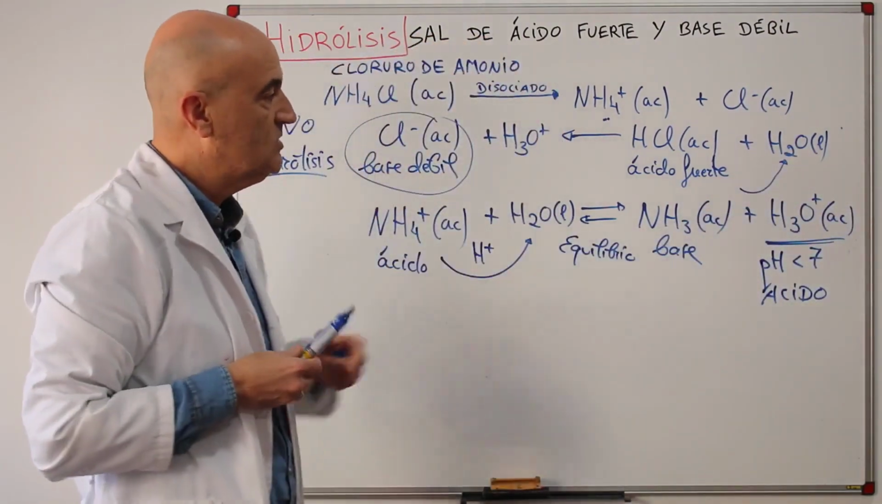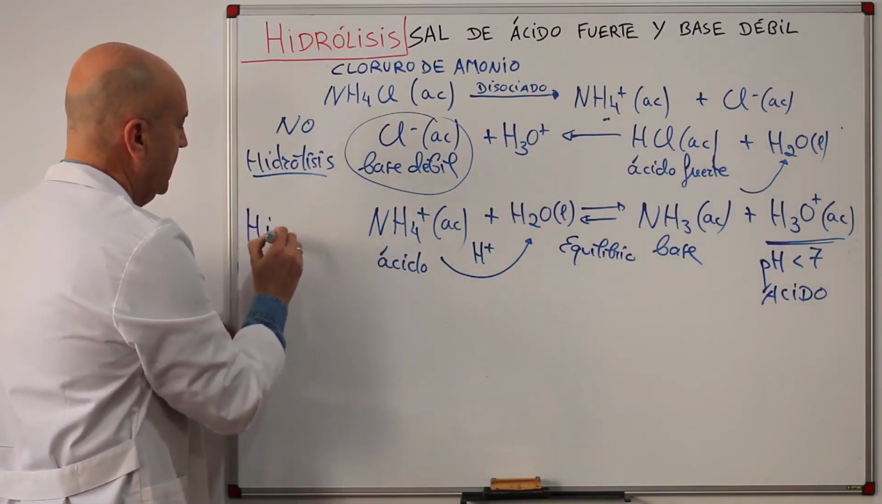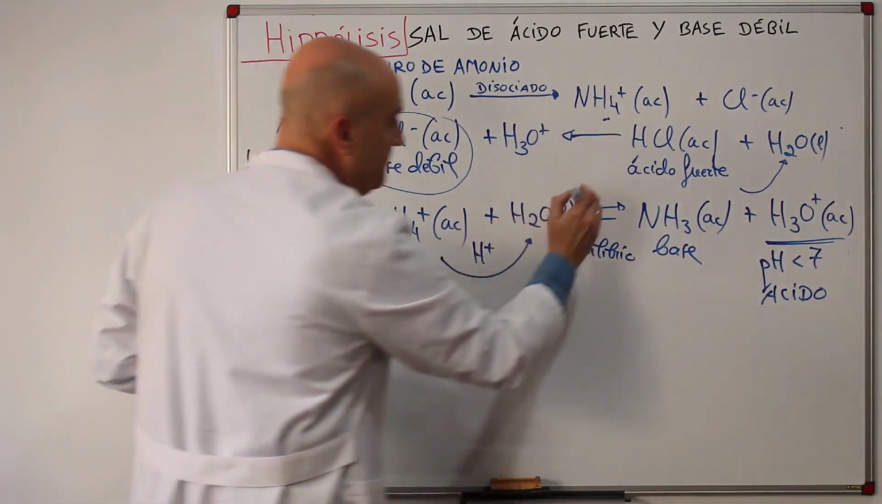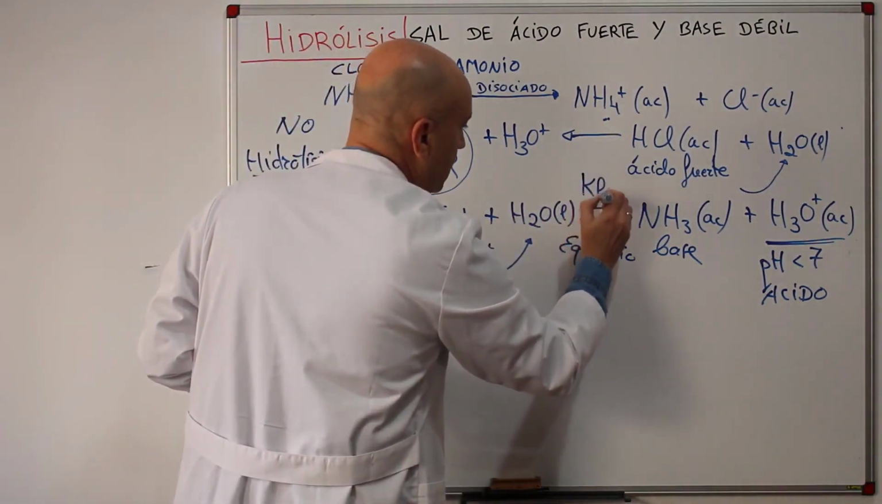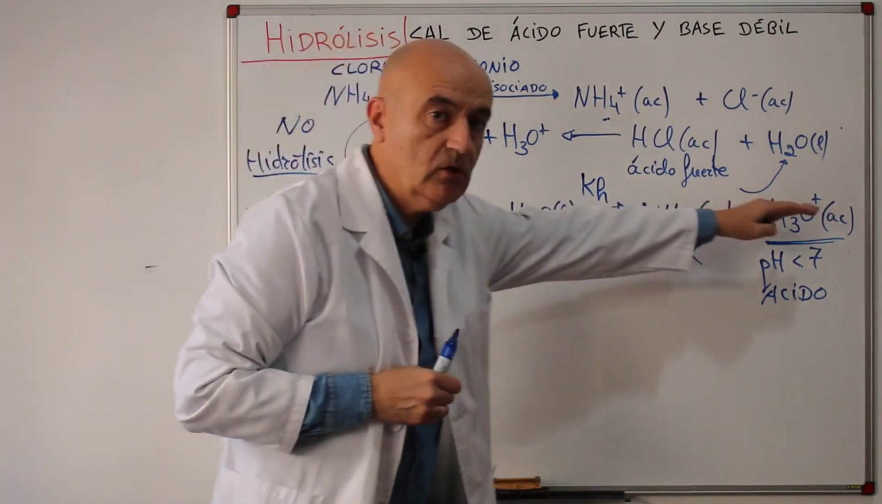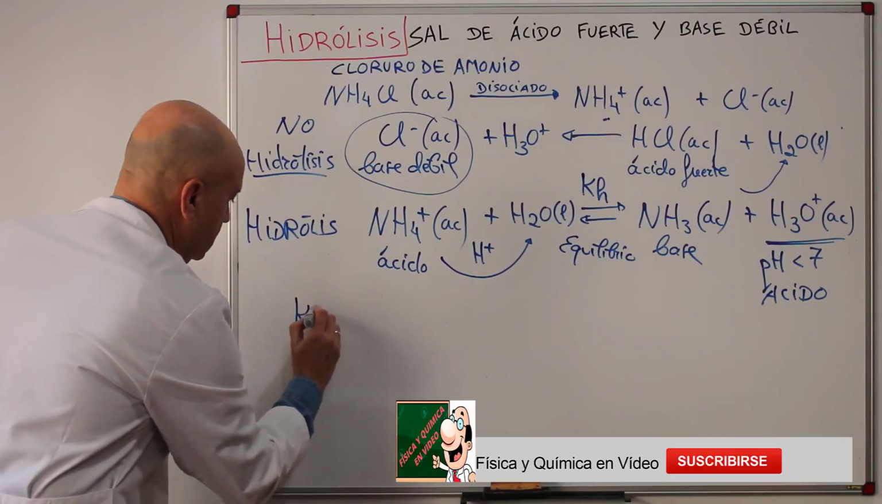How to calculate this equilibrium constant. Given that it is a hydrolysis reaction, I'm going to call this equilibrium constant K sub H, or hydrolysis constant. Like any equilibrium, we already know how to write it. It's K sub H, the hydrolysis constant.